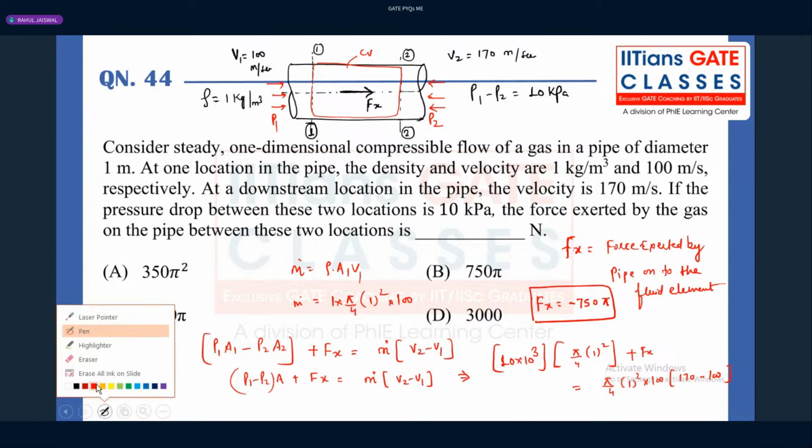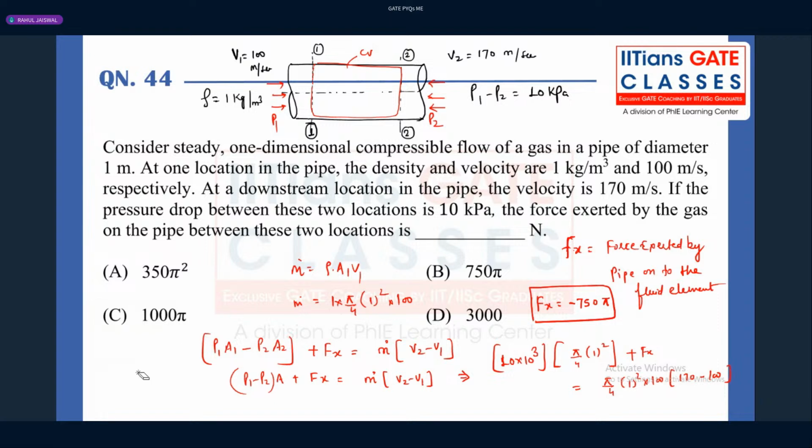That means we need to reverse our directions. What should be the direction, guys? The direction of Fx must be the direction of force exerted by the pipe onto the fluid element. It is there in the negative x direction. Now tell me, by Newton's third law, what should be the force exerted by gas onto the pipe? It should be just reverse of that. That means what should be the force exerted by the gas on the pipe, guys? 750 pi. Same magnitude but opposite in direction. What should be the correct option? B should be correct.